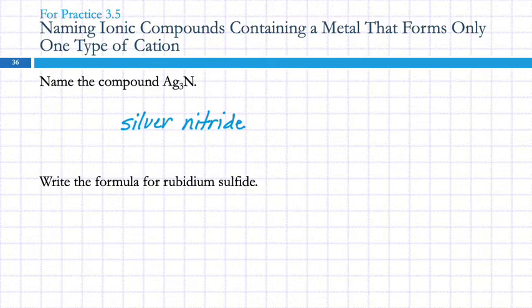So we can do the other way around and write a formula. Here we have rubidium sulfide. What's the symbol for rubidium? Rb. What's the charge on rubidium? +1. We know that this is in group 1A, 2A, 3A, zinc or silver because there's no Roman numeral. And sometimes you have to look around a little bit because there's a lot of letters up there. And sulfur is S with a charge of -2.